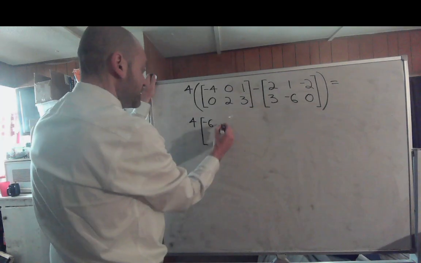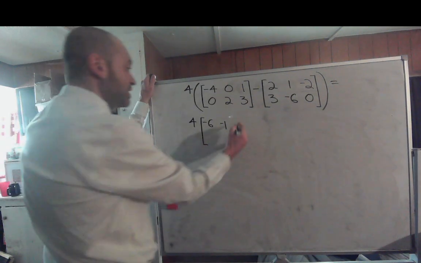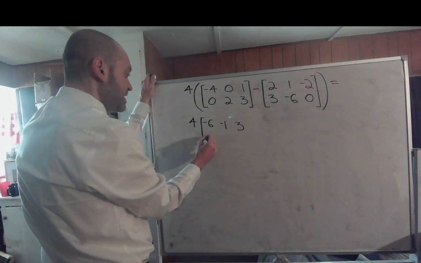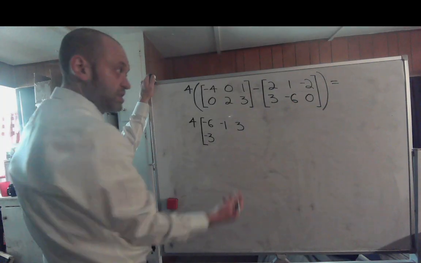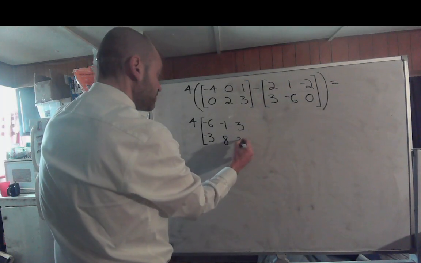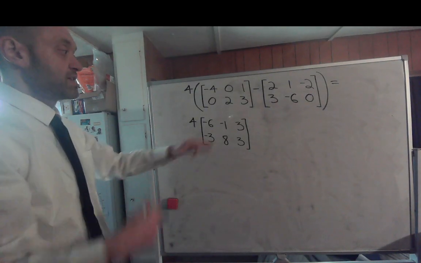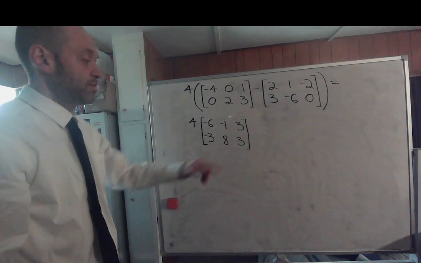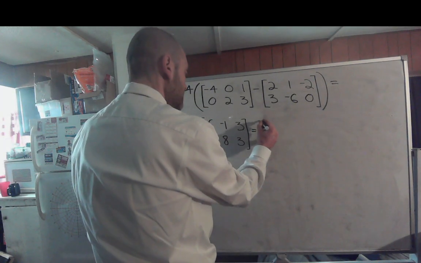0 minus 1 is -1. 1 minus -2 turns into 1 plus 2, that's 3. 0 minus 3 is -3. 2 minus -6 turns into 2 plus 6, which is 8. 3 minus 0 is 3. So now you're down to 4 times the matrix of -6, -1, 3, -3, 8, and 3. All we have to do is distribute that 4, and we found the result.